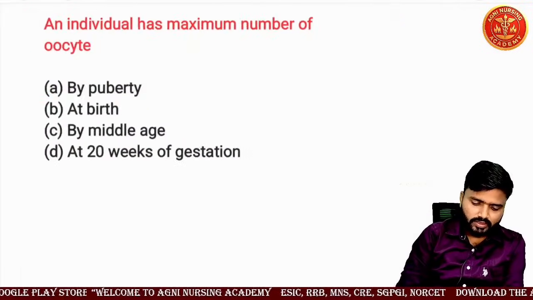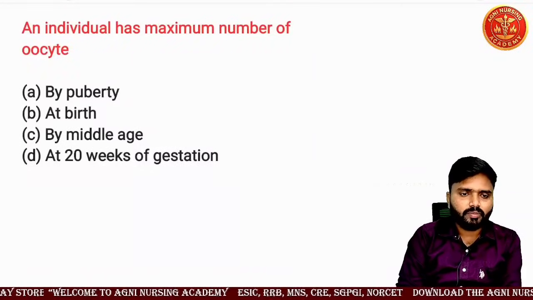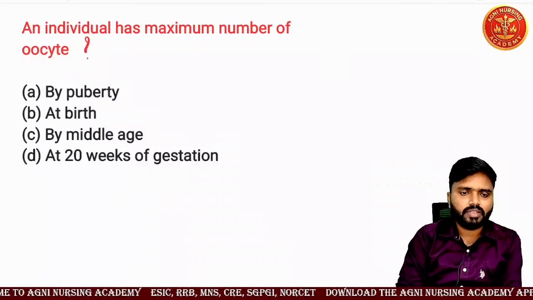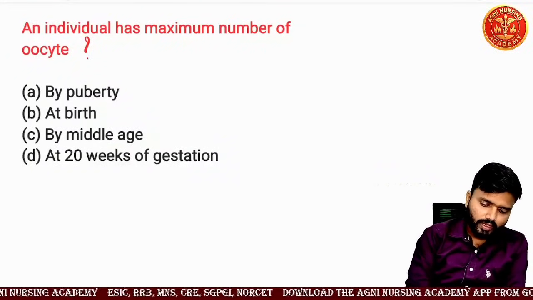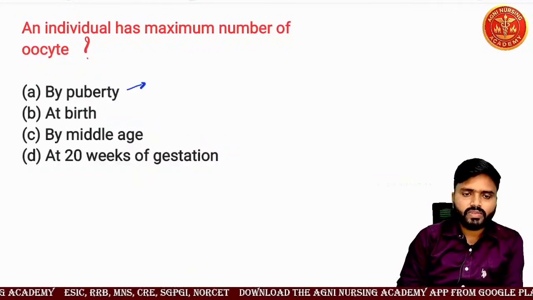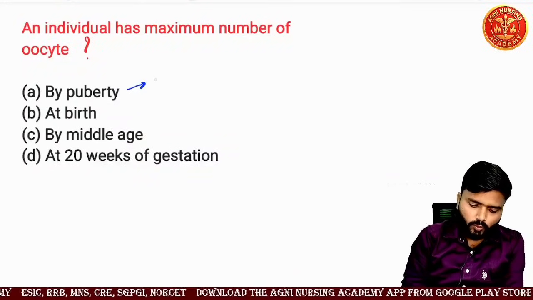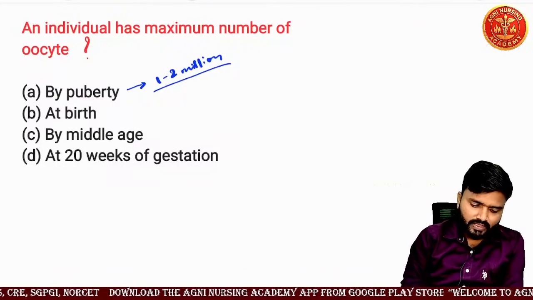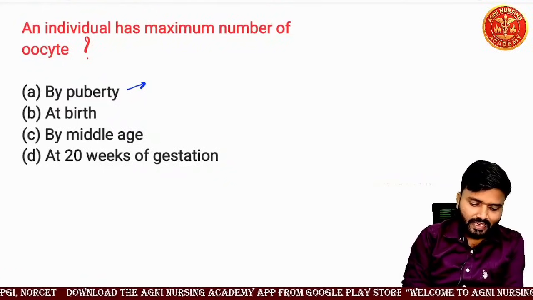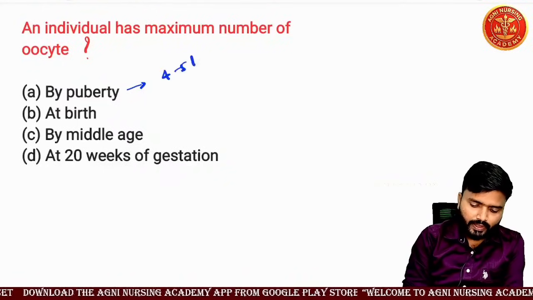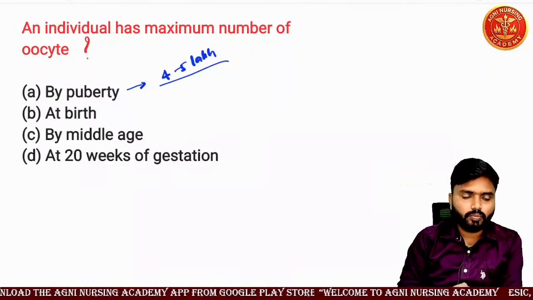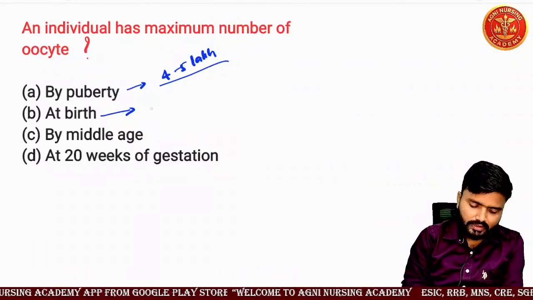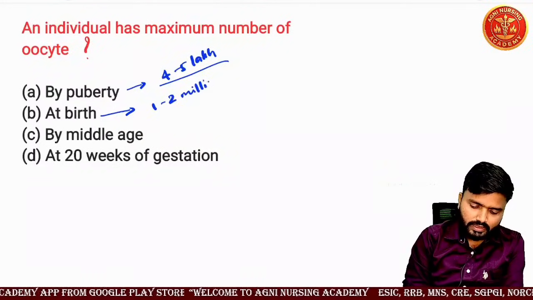Yes, sir. We'll move on to the next question, that is, an individual has the maximum number of oocytes. So when will the individual have the maximum number of oocytes? I will tell, sir, at the puberty. At the puberty, only 4 to 5 lakh oocytes will be present in the female, a normal female. And at the birth, 1 to 2 million oocytes will be present.